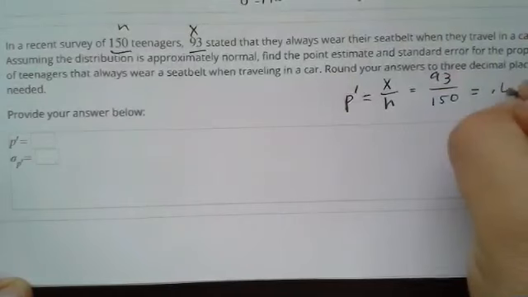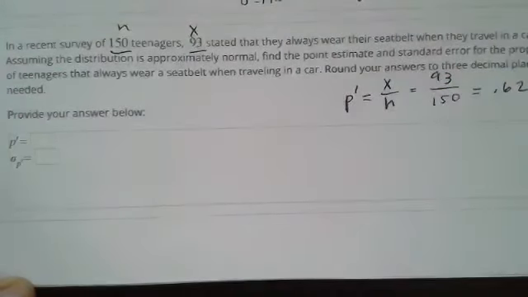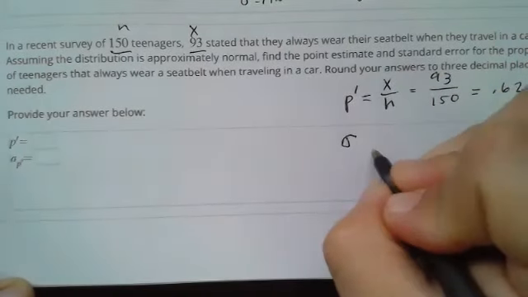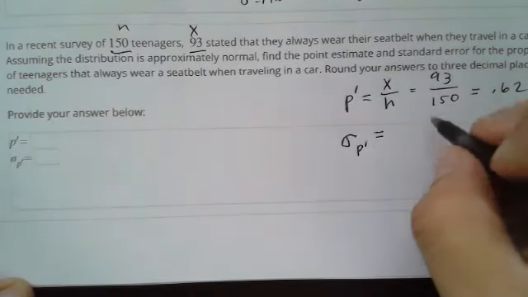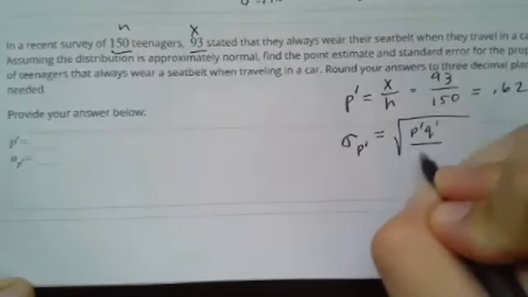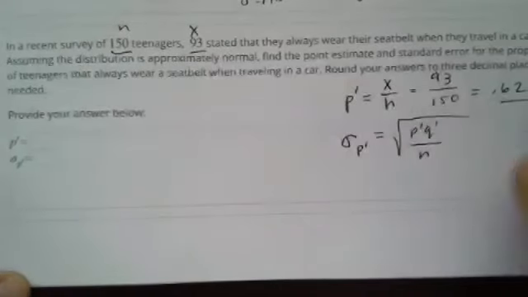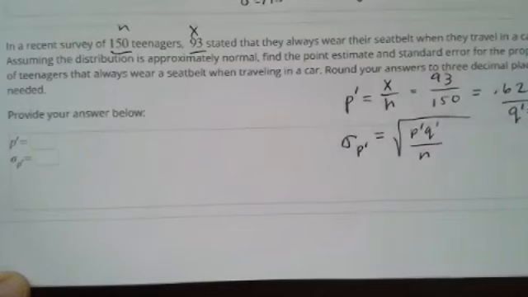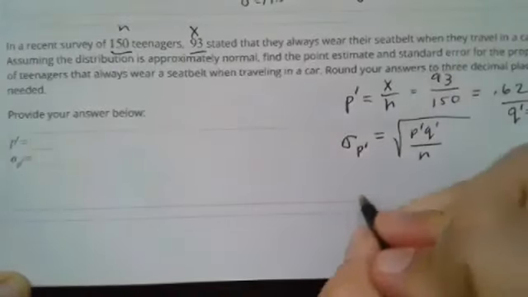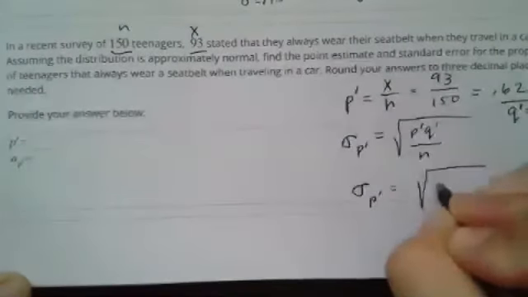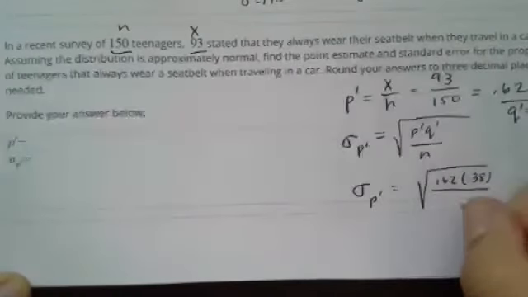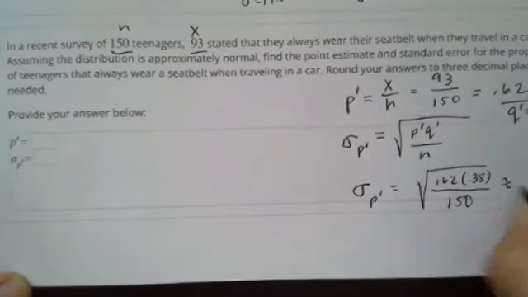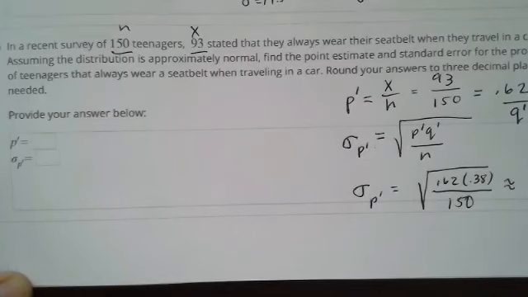So that becomes 0.62. 93 divided by 150. And then to find our standard error for the proportion, that is the square root of p prime q prime all over n. Okay, so p prime is 0.62. So if p prime is 0.62, that implies that q prime is 1 minus that. So that's 0.38. So your standard error is going to be square root of 0.62 times 0.38 all over n, which is 150. Okay, and that approximately is, so you would do second square root, and then you would do 0.62 times 0.38 divided by 150.